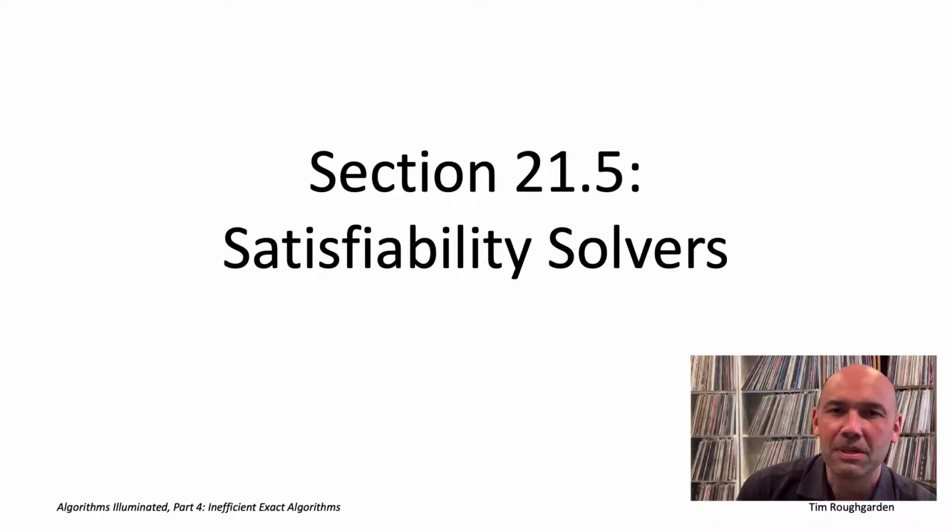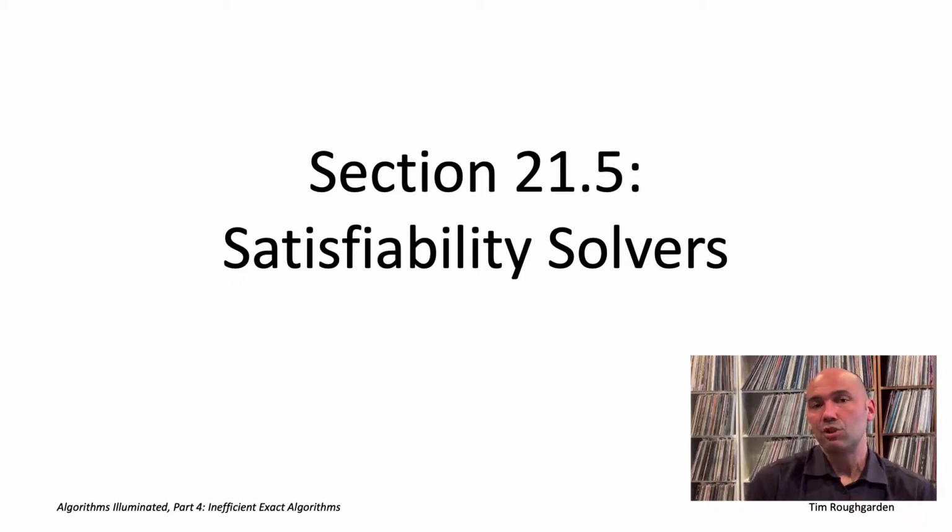Hi everyone, and welcome to this video that accompanies section 21.5 of the book Algorithms Illuminated Part 4. This section is a very brief introduction to the world of satisfiability, or SAT, solvers. This is the second genre of semi-reliable magic box that we'll be discussing.